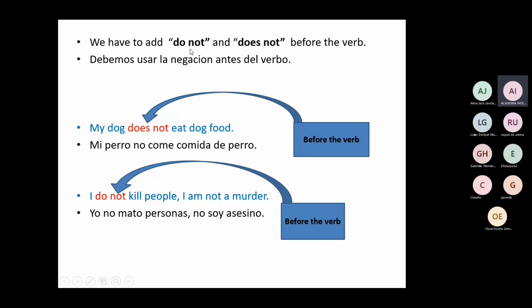We have to add do not or does not before the verb. Lo que decía, debemos usar la negación antes del verbo. My dog doesn't eat dog food or does not eat dog food. I do not kill people. I'm not a murderer. Or I don't kill people, right?